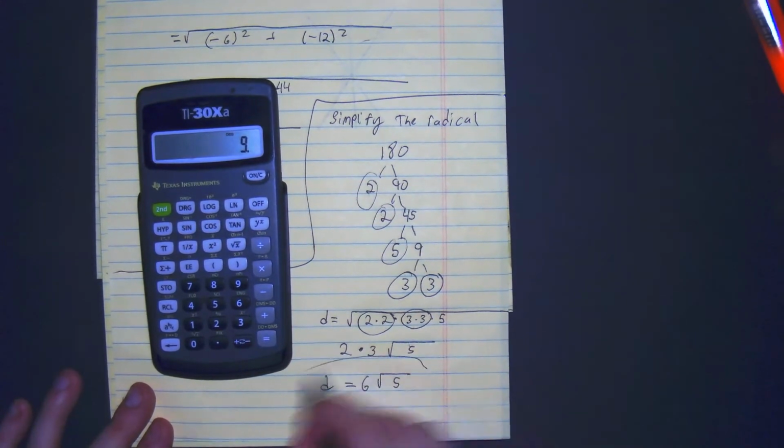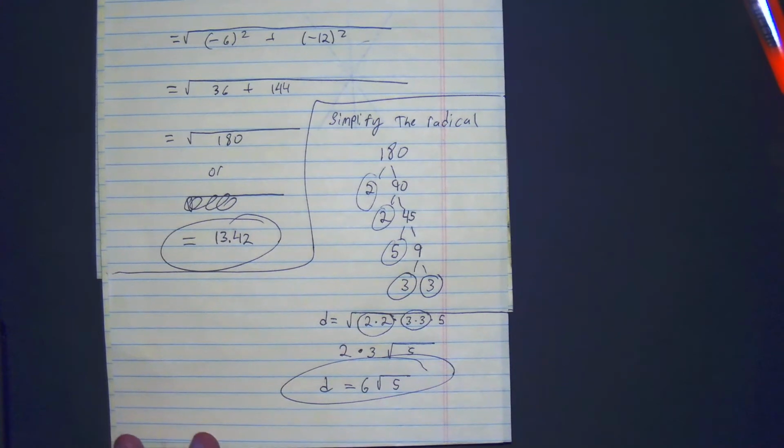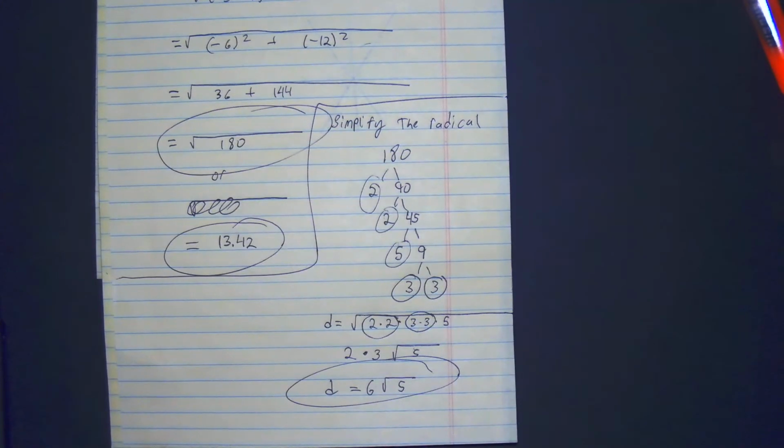So our simplified answer could also be d is equal to 6 square root 5, or 13.42, or our unsimplified answer of square root 180.